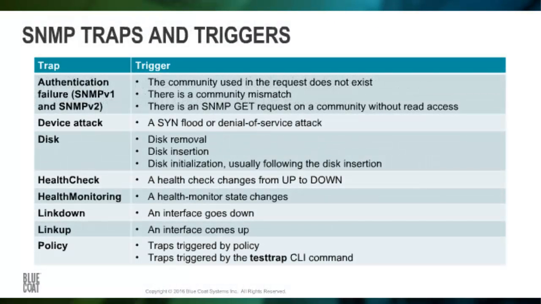SNMP traps on the ProxySG send a notification to the server when appropriate conditions are met. Some examples are shown in this slide, which include authentication failures, attacks, disk issues, state changes, and policy triggers.